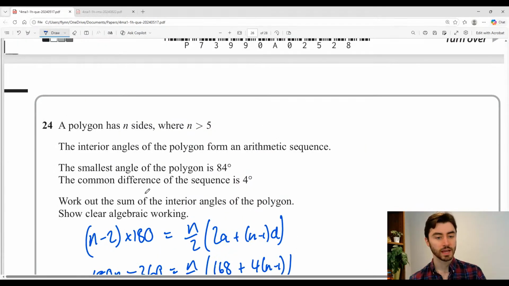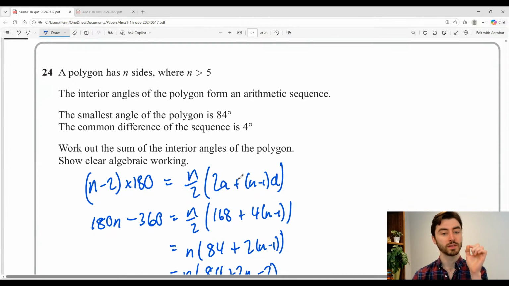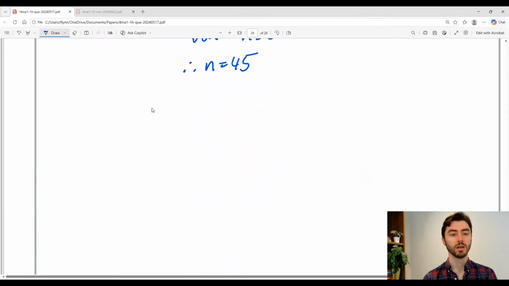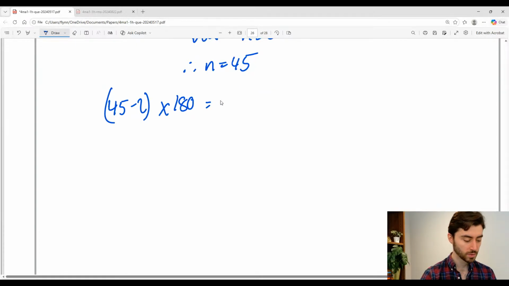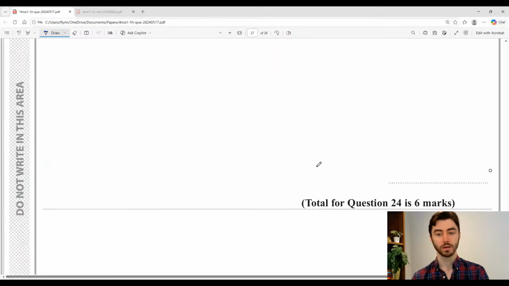And then we can say that the sum of the interior, because again, whenever you think you're done with the question, reread it to make sure you've got over the line. Here, they want the sum of the interior angles. So the sum would be 45 minus 2 lots of 180. So it's 43 times 180, which is 7740.